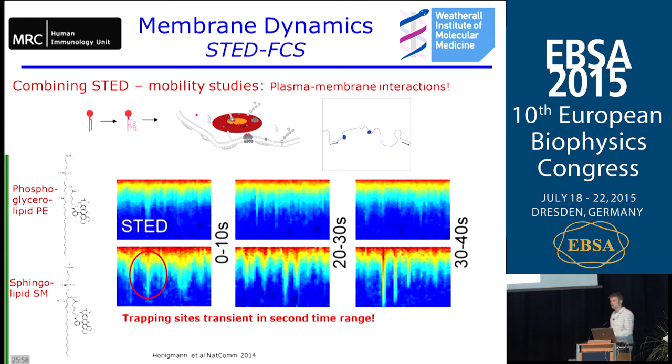So they are transient or mobile. And they are transient in the second time range because they have to be resolved. To be able to resolve them in a 10-second measurement, they have to persist at least for a few seconds.